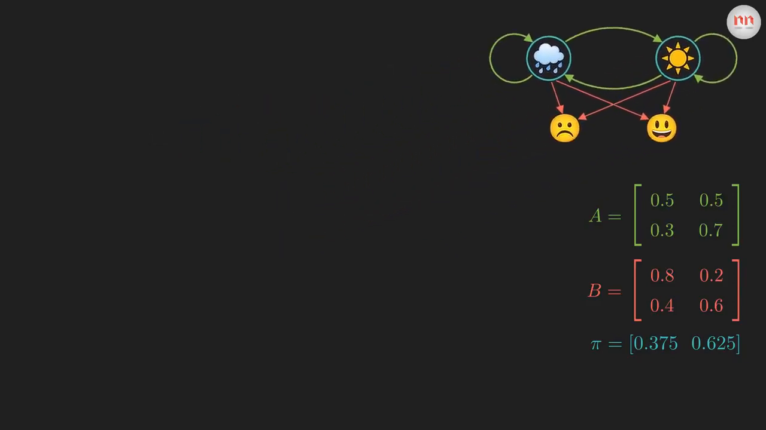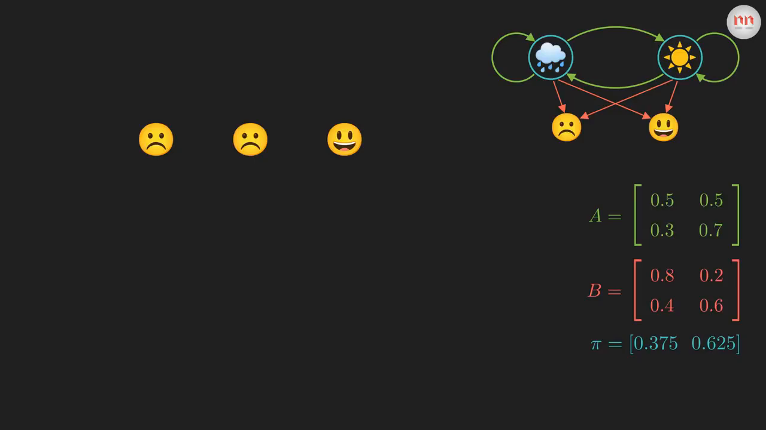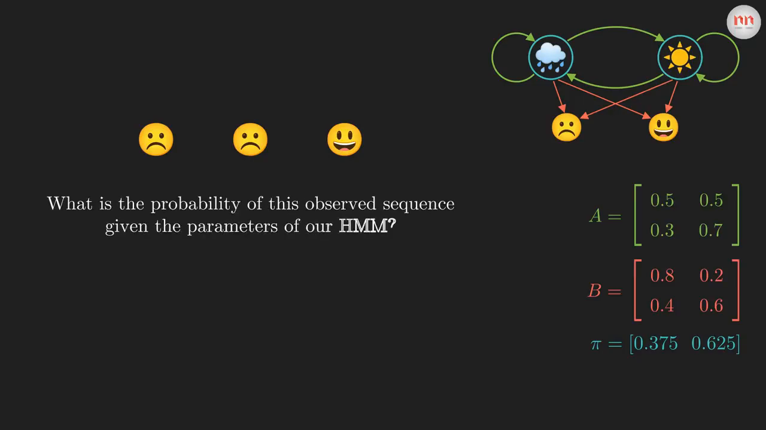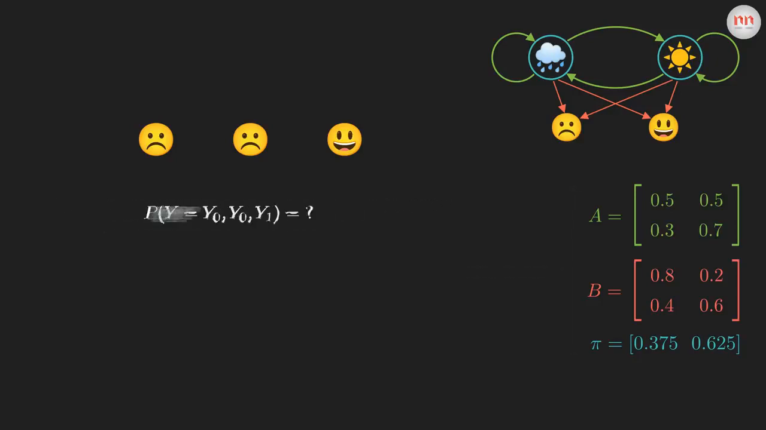First of all, you should know where the forward algorithm is needed. Suppose we have an observed mood sequence like this. On the first 2 days, Jack was sad, but on the third day, he was happy. We want to know what is the probability of occurrence of this particular sequence given that we know the parameters of our hidden Markov model. Well, the parameters are nothing but the transition matrix, emission matrix, and the stationary distribution. Mathematically, we will write this, where y0 denotes sad mood and y1 denotes happy mood.